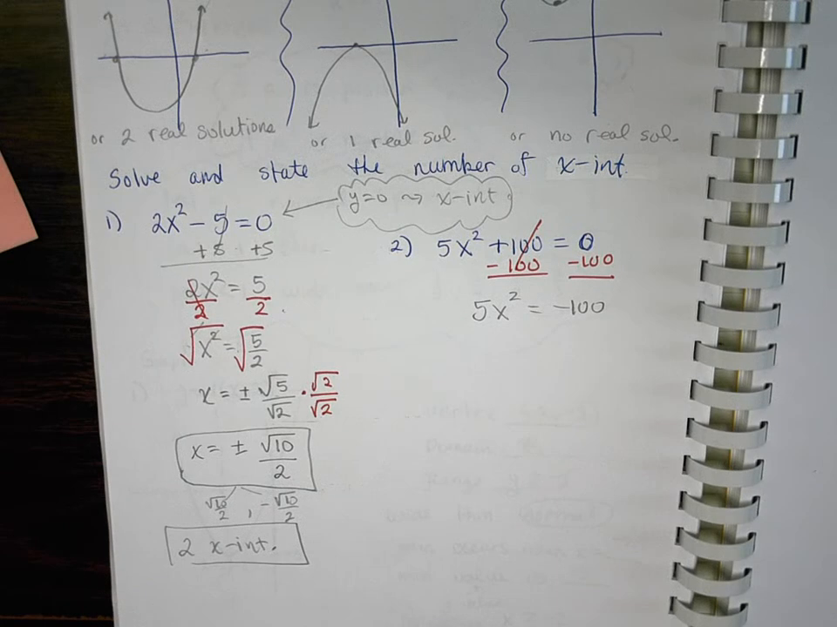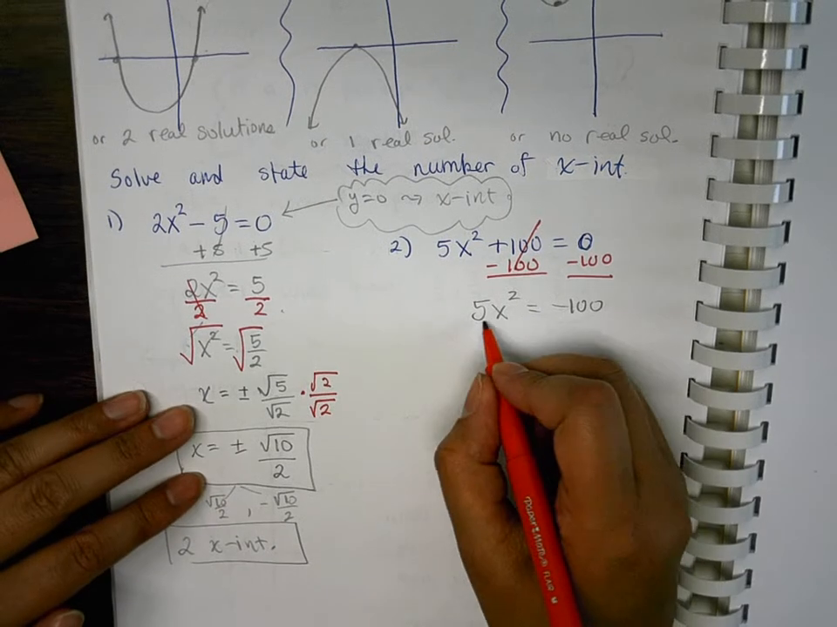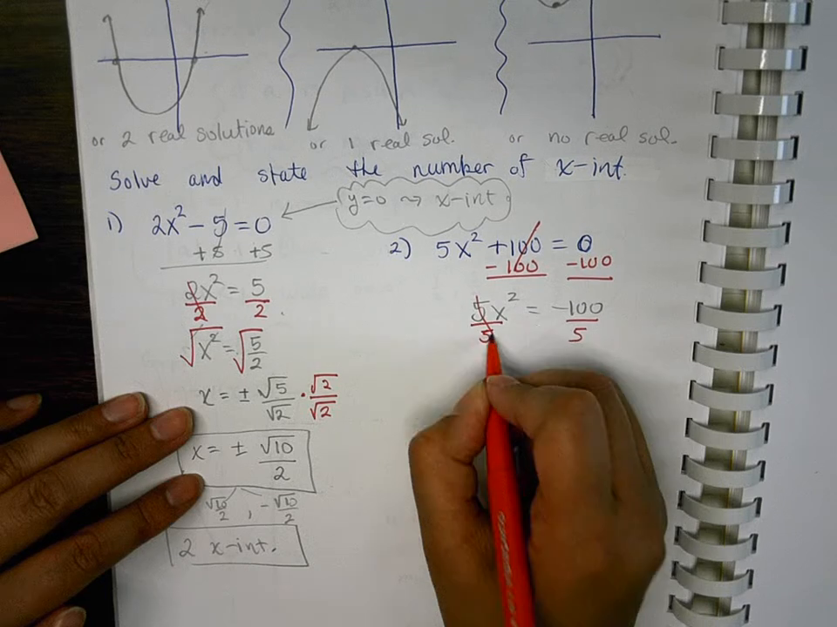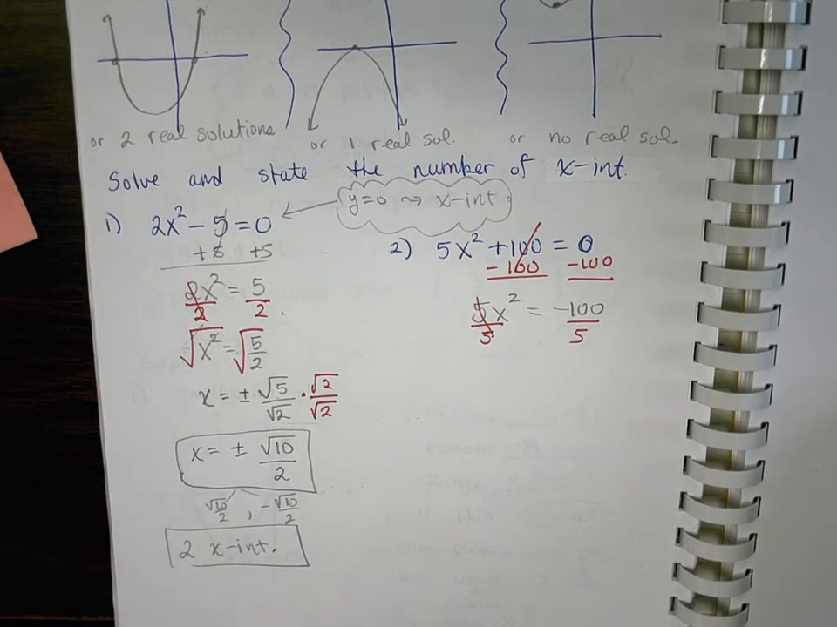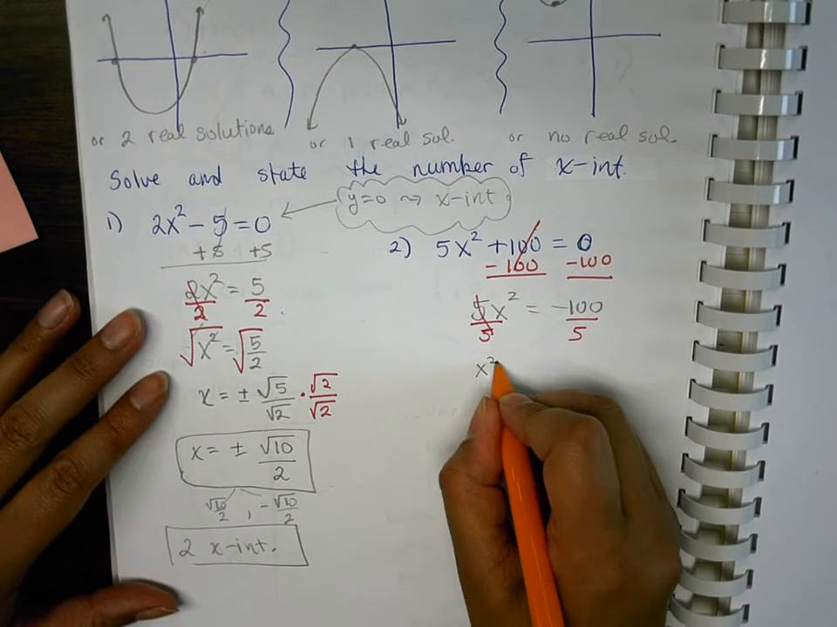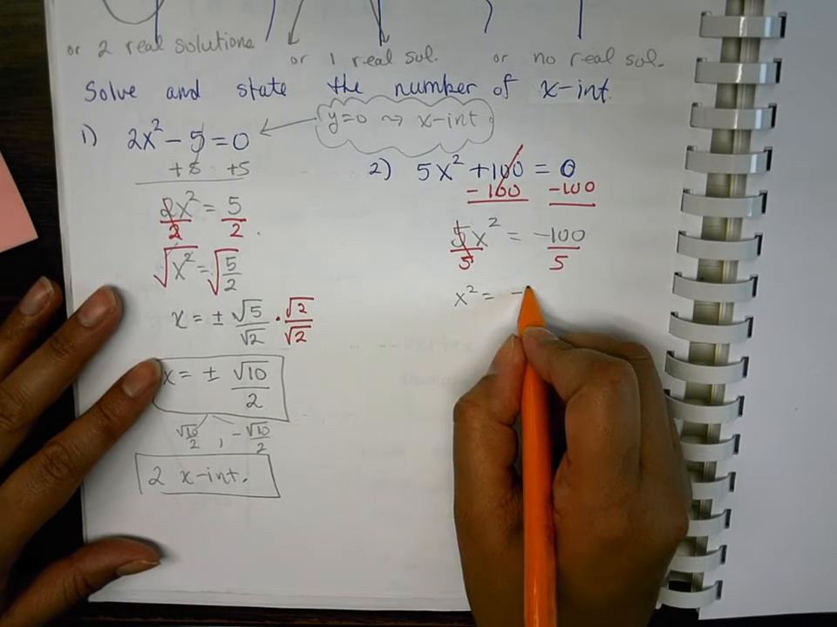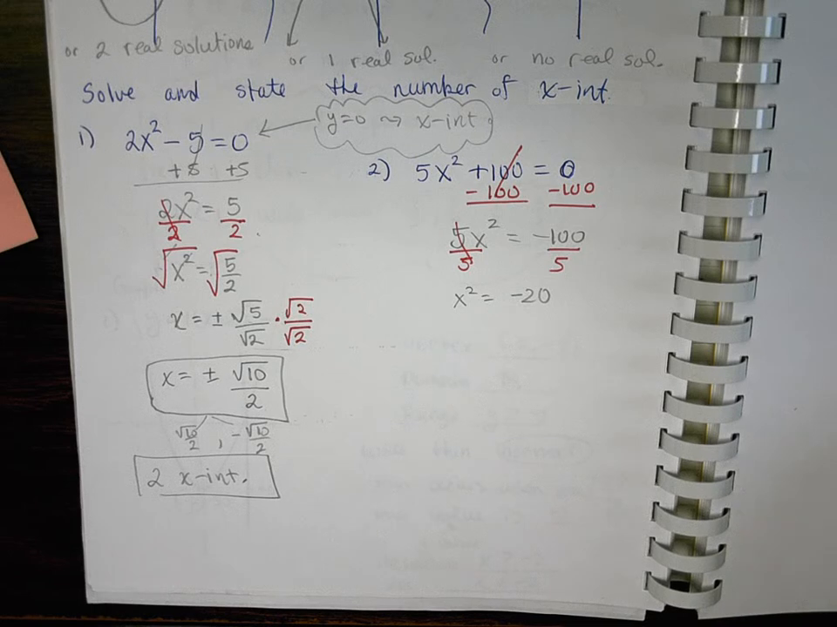Do I square root both sides or divide both sides? Divide. Square root should be the last thing you do unless there's parentheses. Divide, 5, gone. x squared equals, what does that reduce to? Negative 20. And what do I do to both sides? Square root.